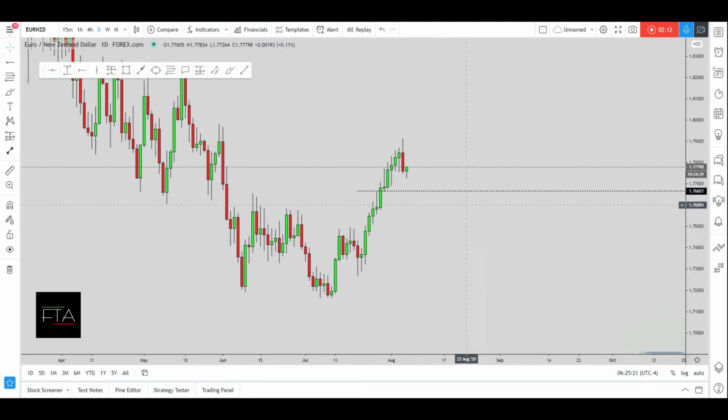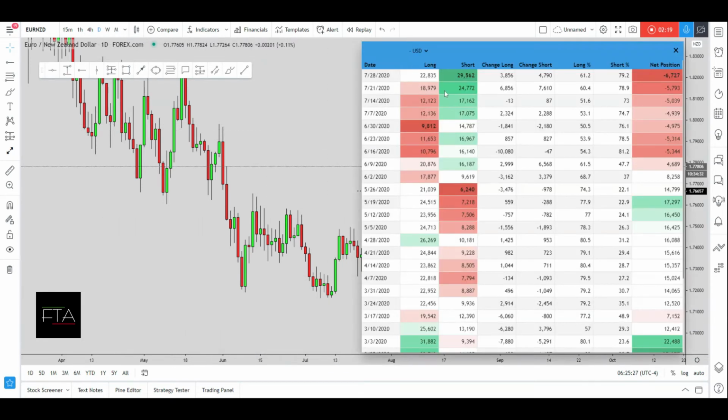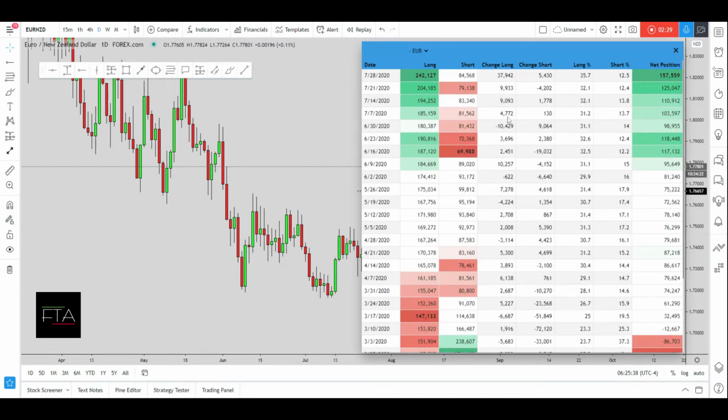patterns. Now, before I show you what we have on the 4 hours and how we will be approaching this kind of situation with students, let's go and see what we have from a COT perspective. So what the biggest banks and institutions are currently doing on the Euro and on the NZD. Now, on the Euro, we can see that clearly institutions have been aggressively longing it. In fact, we went from 147k longs all the way up to 242k long positions.